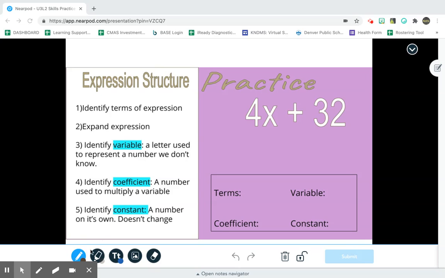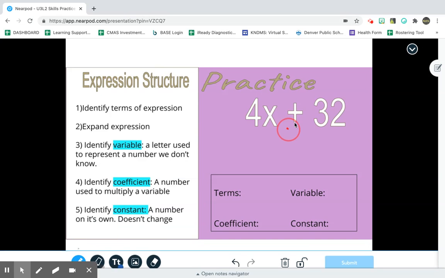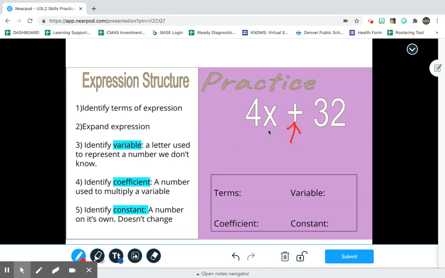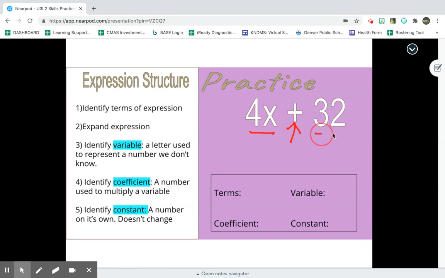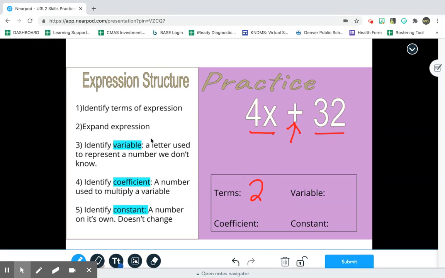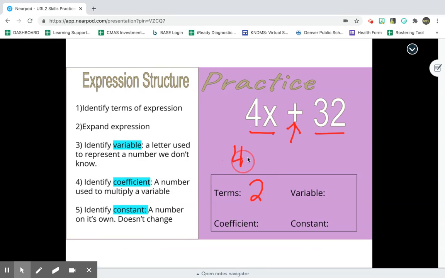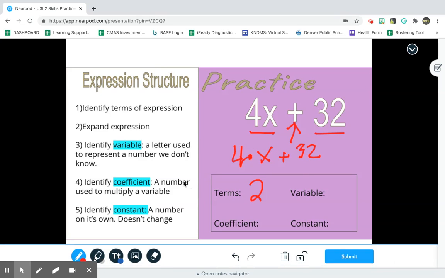All right, let's go through this. We're just going to quickly go through what this is while I explain. So identify the terms, look for my operator. My operator is the addition symbol. What am I adding? Well, I'm adding the 4x and the 32. So how many terms do I see? 1, 2. There's 2 terms there. When I expand my expression, is there anything to expand? Well, yes, this 4x actually means 4 times x plus 32.